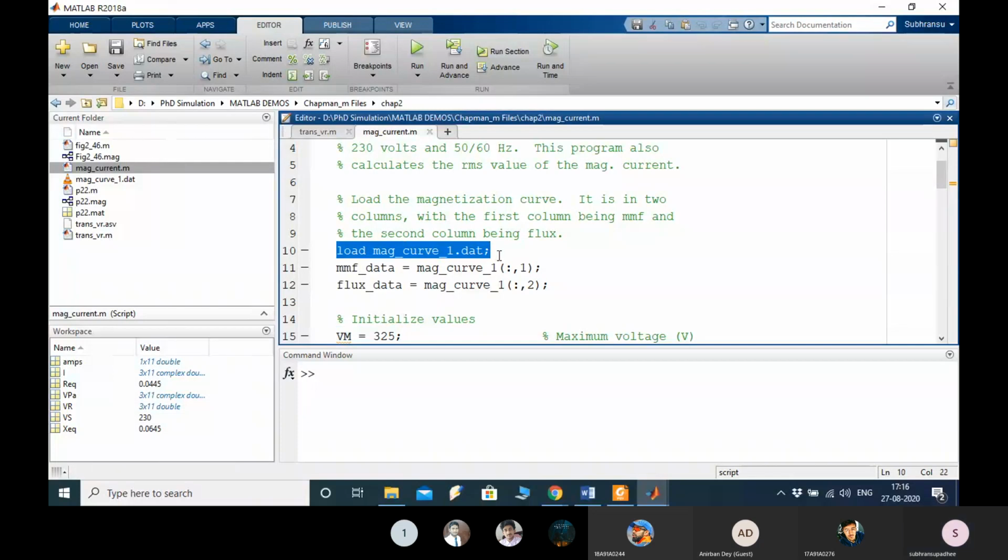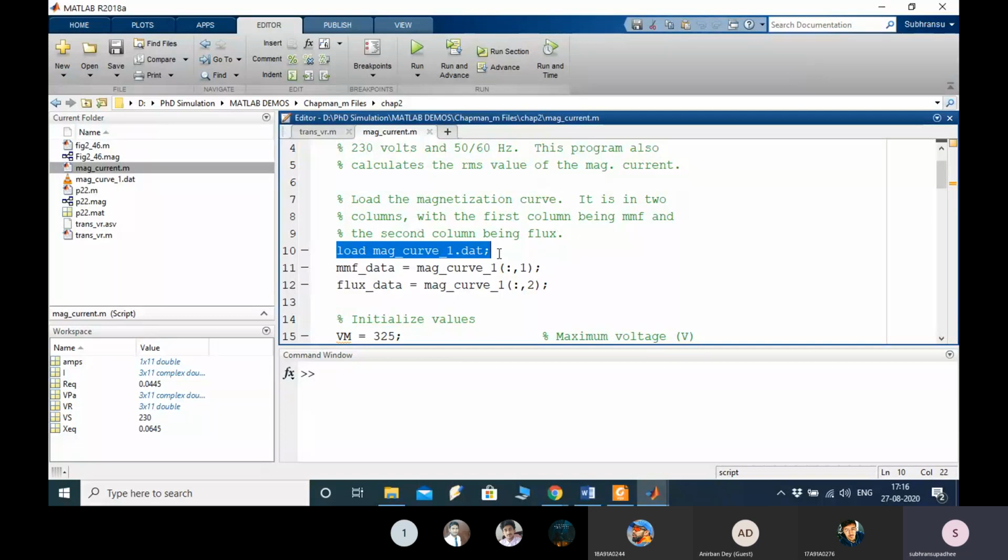Suppose in MATLAB, how do you load an external file? Suppose you have an Excel file or any other external file which has data in it. How do you load it in MATLAB? For Excel, there is a different command, that is xlsread and xlswrite.